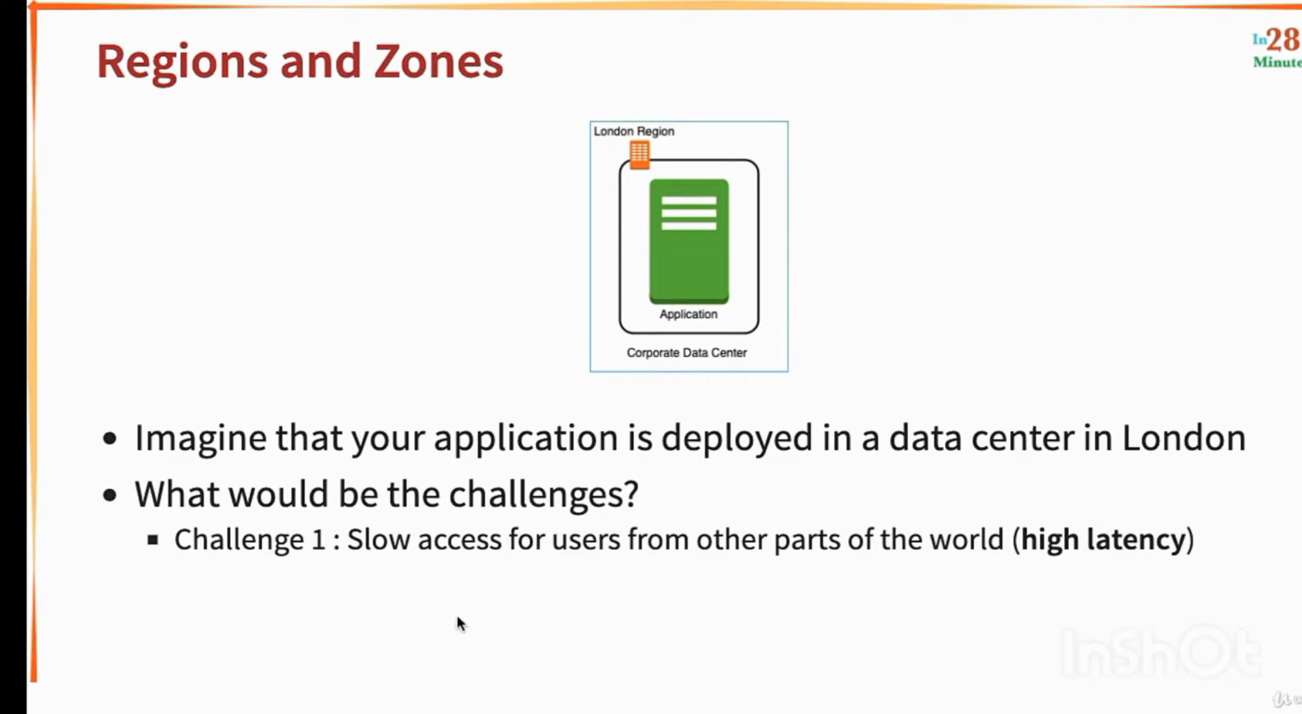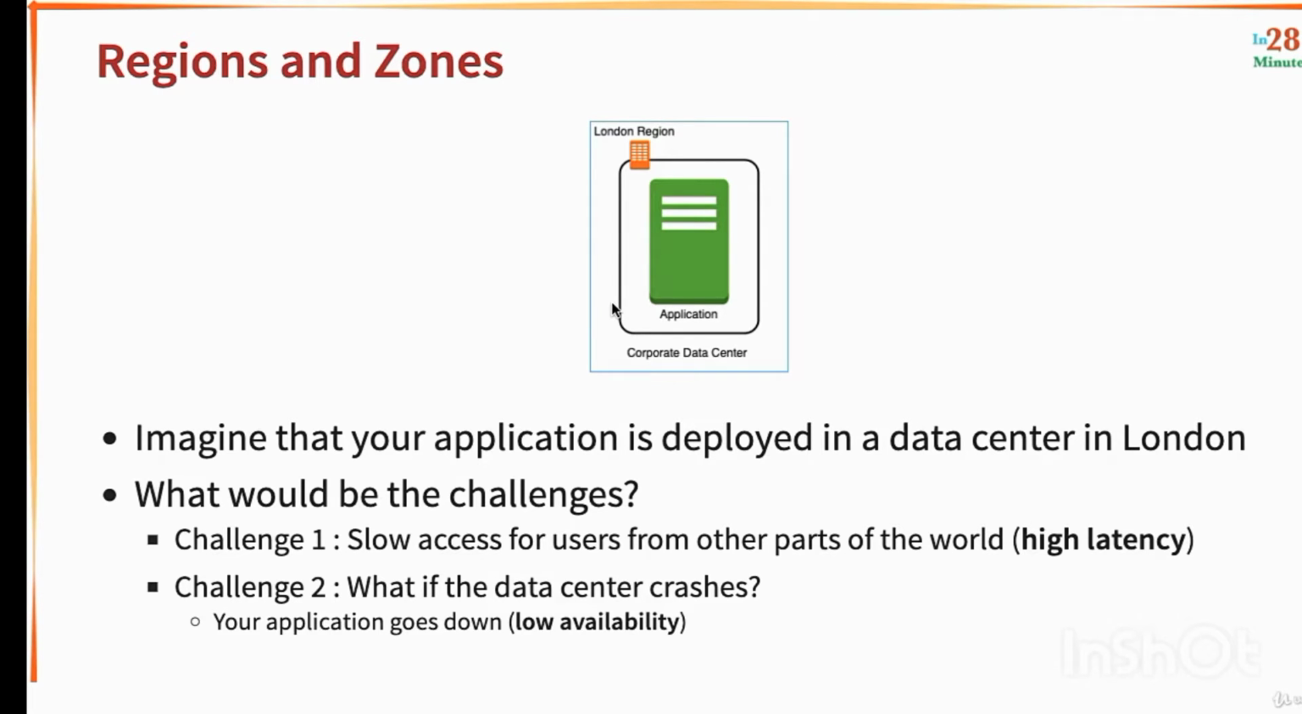The first challenge is slow access to users from the other parts of the world. If you have users in Mumbai or New York or Sydney, they would get slow access. This is also called high latency. Number two, what if the data center crashes? Your application goes down. So you have low availability.